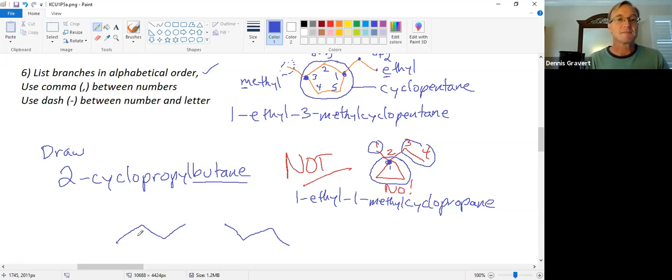Okay. And then when you're drawing it, you get to decide how you want to number it. Some students like to start with number 1 on the left. Others will say, nope, starting on the right. That's perfectly fine. I'm drawing it, so I get to pick. I'm going to call this carbon number 2. And so here's carbon 2.